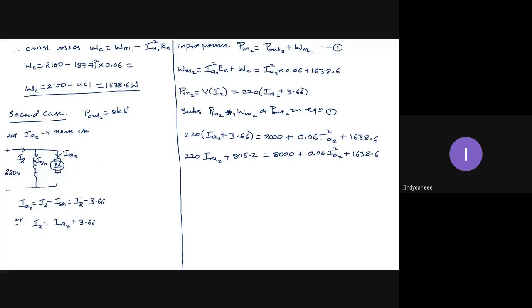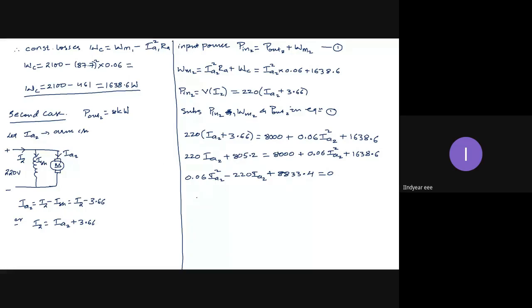So I can write an expression in IA2 square, that is 0.06 IA2 square minus 220 IA2, taking RHS to LHS, to the other side, plus, so I have 8,000 plus 1638.6 minus 805.2. So it is 8833.4, is equal to 0.